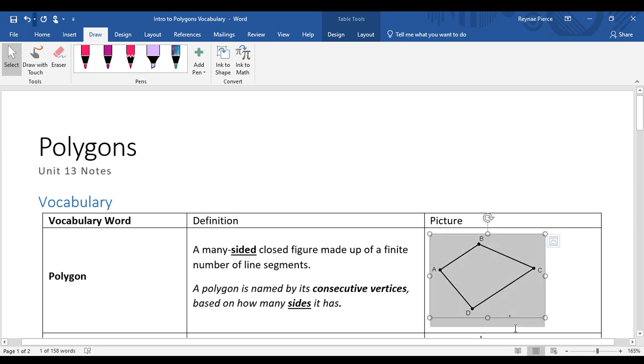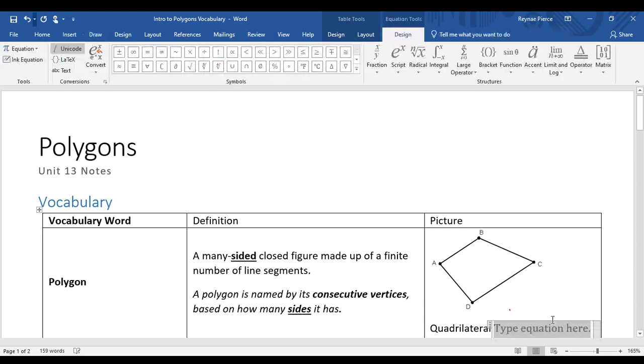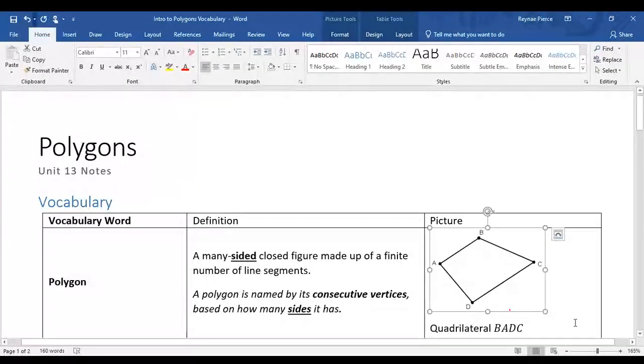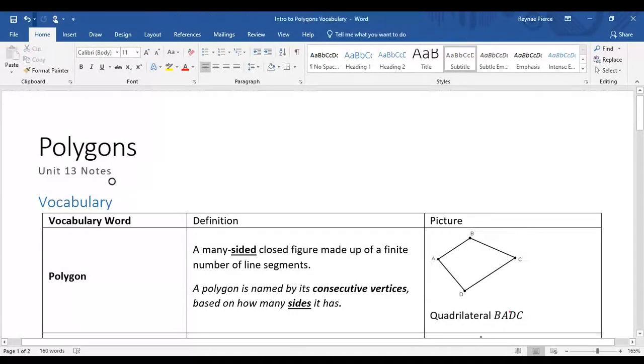So over here, this would be a quadrilateral because it has 4 sides. And then if we're going to name it by its consecutive vertices, it would be quadrilateral ABCD. Okay, I could have also said BADC. All right, it doesn't matter what order, as long as you're going either clockwise or counterclockwise when you pick those vertices.